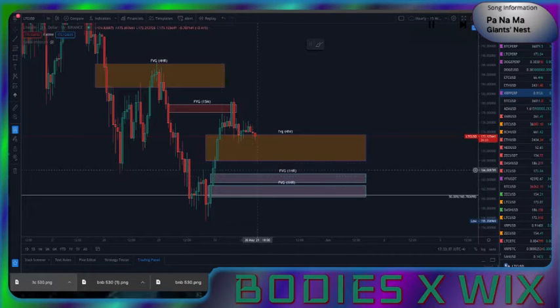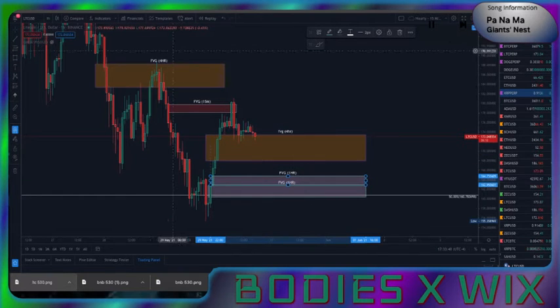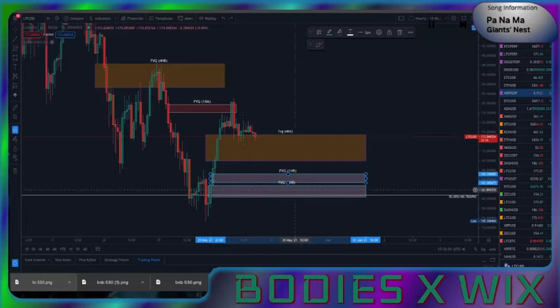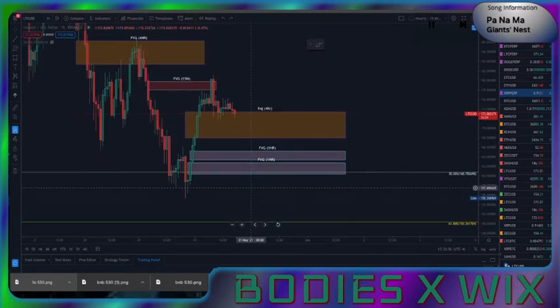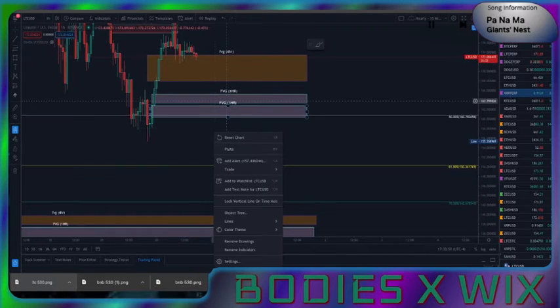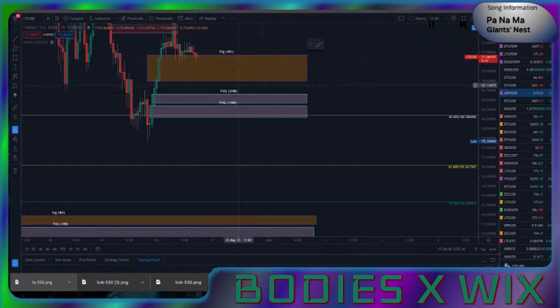Once it gets through this one, it could hit this one, come back up and bounce off of this one. And we could just see it go sideways for a while until we see a winner of who's going to win this battle of the fair value gap. I'm afraid that the 1 hour would lose just because it is the smaller of the two time scales. And the 4 hour, I think, would take precedence over the 1 hour.